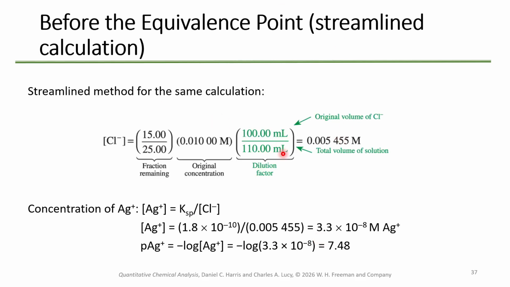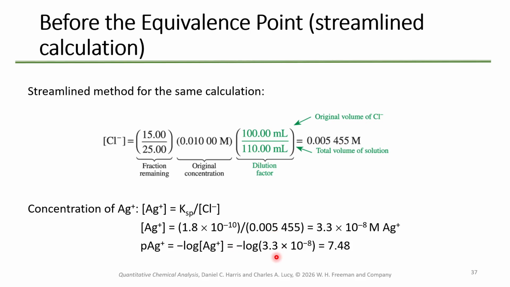This is just a streamlined method for this calculation. We've taken all the parts of the calculation and plugged them into one single formula. Another way of thinking of that is how you do the railroad tracks. You ever did those? We just took everything and put it in one railroad track, right? So we can do the whole calculation in one go. And so this is the fraction remaining right here. This is the original concentration. This is your dilution factor, the change in your dilution, right? Notice the 100 to 110 milliliters now. And that makes these problems very quick to calculate.